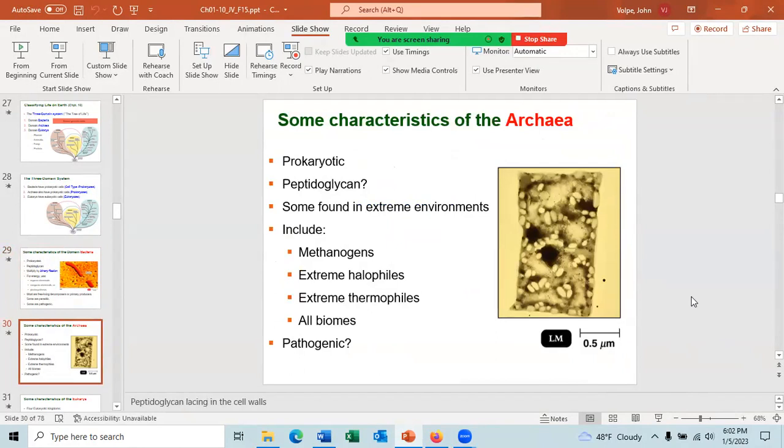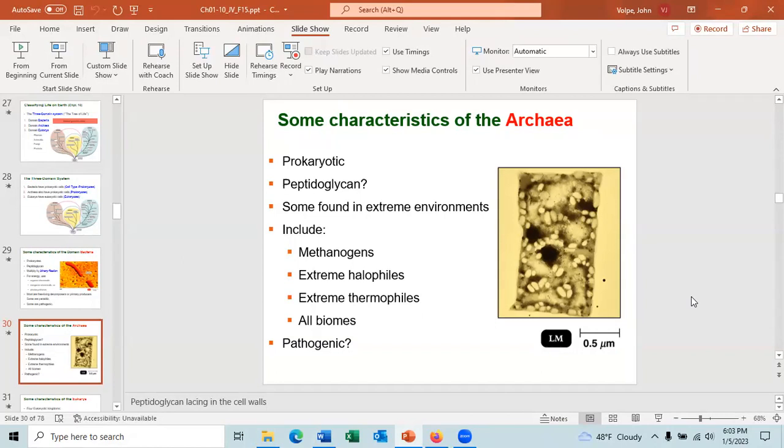All right, let's talk briefly about the domain archaea. Their cell type is prokaryotic cells. Does anyone know, do the archaea have peptidoglycan in their cell walls? I'll take that as a no, no one knows. The domain archaea do not generally have peptidoglycan in their cell wall or anyplace else. So peptidoglycan is generally not found in domain archaea.